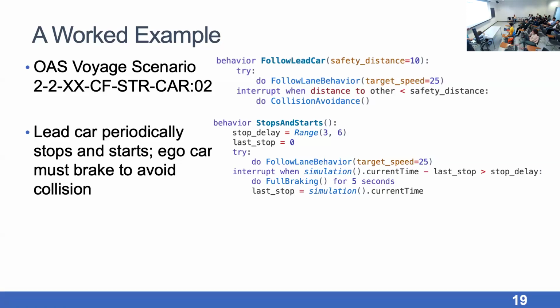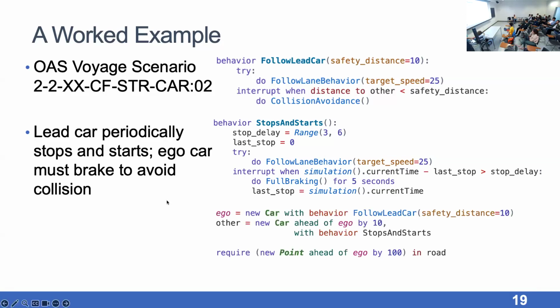Okay, so we've got the behaviors now. So let's set up the cars. We can do something pretty straightforward here. We'll say the ego is just a car somewhere on the road. We won't specify where. It's going to use this follow lead car behavior. The lead car will place it 10 meters ahead of the ego with stops and starts behavior.